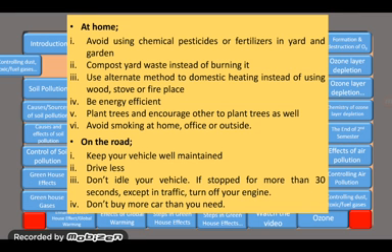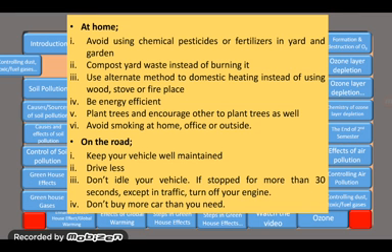Then five, plant trees and encourage others to plant trees as well, because trees serve as windbreakers, and when we have them around, it will be difficult for wind to carry the sand, which will lead to storms. With the help of trees, erosion will also be prevented.